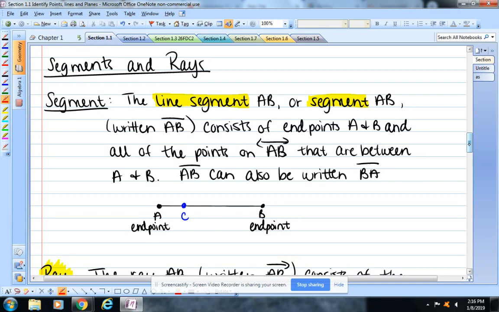Okay? So to write a segment, we just put that straight bar over it with no arrows. And again, we can reverse the order of the endpoints. So segment AB is the same thing as segment BA. Also, if I interject, like this one has a point C in it, now I've broken one segment into 2 segments. So now I have segment AC here and segment CB. Does that make sense? Okay, let's talk about rays.